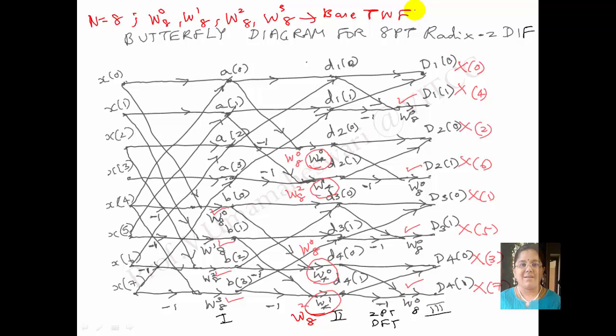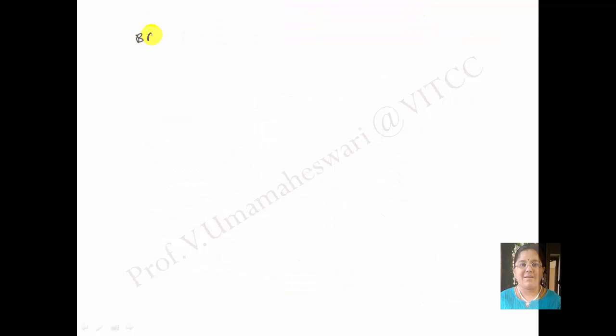Okay. So, the last step is to draw the basic butterfly of decimation in frequency, and investigate the hardware requirements for the fast Fourier transform. Let us now look at the basic pattern involved in the decimation in frequency radix 2 algorithm.